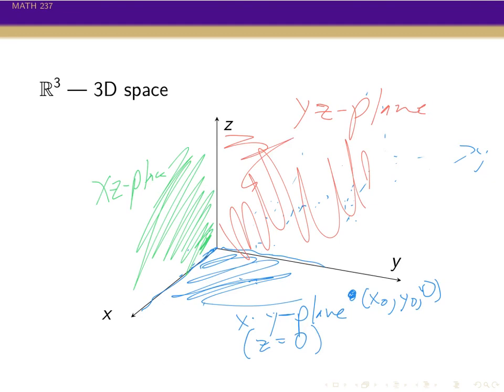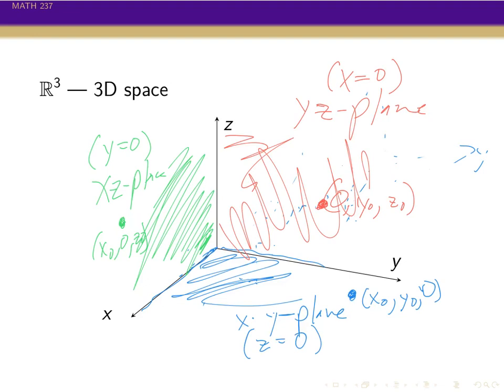On the yz plane, we pick some point on here. It's going to have a y coordinate and a z coordinate, but the x coordinate is going to be 0. So for this yz plane, these are all the points where x equals 0. And similarly for the xz plane, we pick some point out here. It's going to have an x coordinate and a z coordinate. The y coordinate has to be 0. So these are all the points where y is equal to 0.